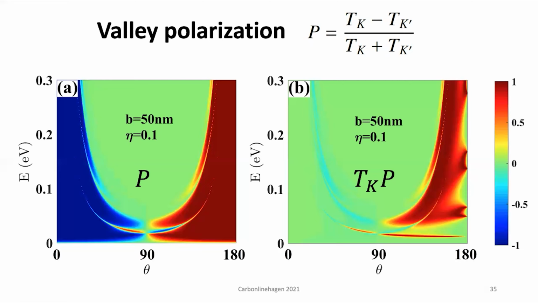a wide range of angles and energies in which the transmitted currents are really very well polarized. Now, we are confident that the polarization is an effect that exists. The question is, will we be able to measure it?